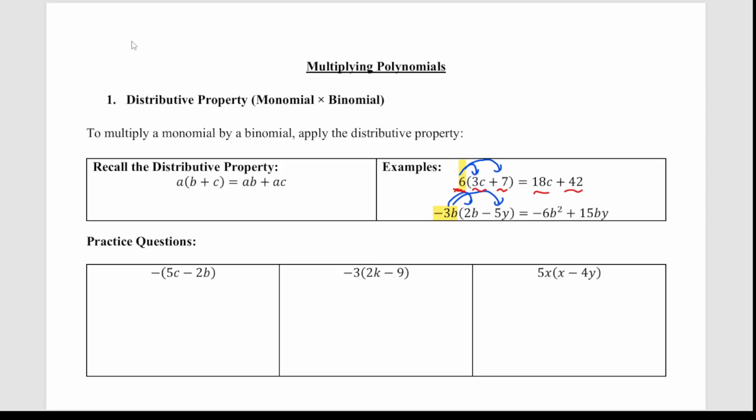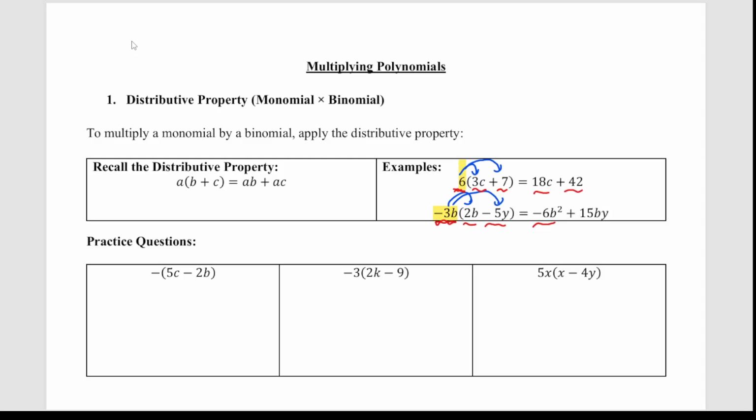If there's a negative out in front of those parentheses, that distributes as well. So for example, negative 3b times negative 2b will end up with negative 6b squared, with us knowing that b times b becomes b squared since b has been multiplied by itself twice. And negative 3b times negative 5y is going to become positive 15by. So recall that a negative times a negative will have to be a positive, so keep track of that as well.